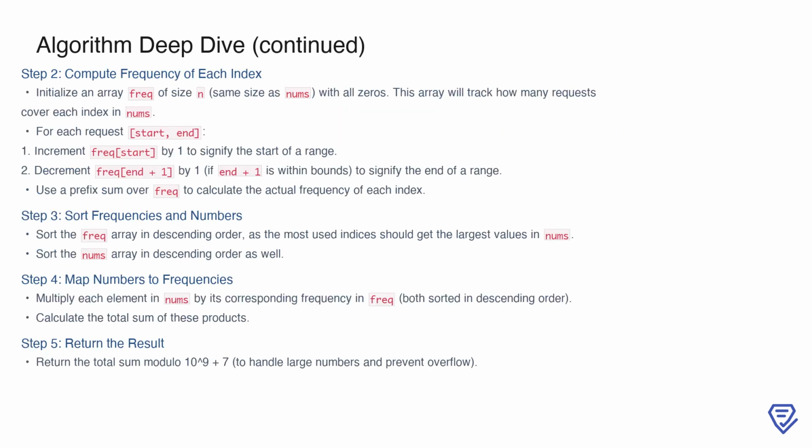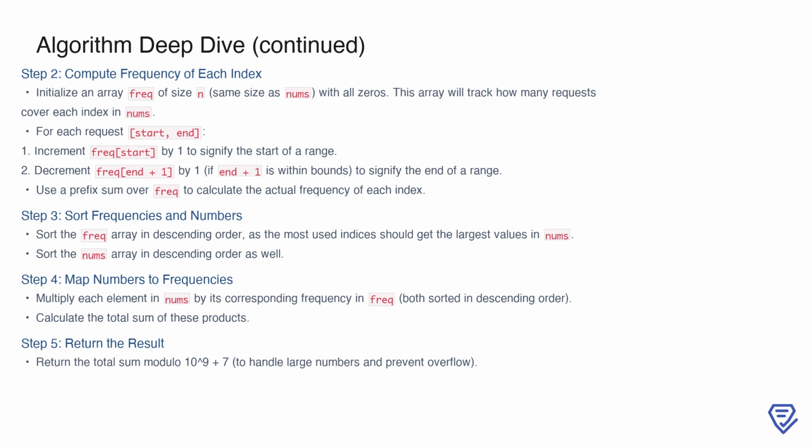Now, to implement this, the first step is to compute the frequency of each index in the array based on the requests. We initialize a frequency array of the same size as nums and set all elements to 0. For each request, we increment the starting index in frequency to mark the beginning of the range and decrement the index immediately after the end of the range, if it's within bounds, to mark the end of the range. This is a difference array technique that allows us to efficiently calculate the frequency of each index using a prefix sum. Once we have the frequency for all indices, we sort the frequency array in descending order, ensuring that the most frequently used indices appear first.